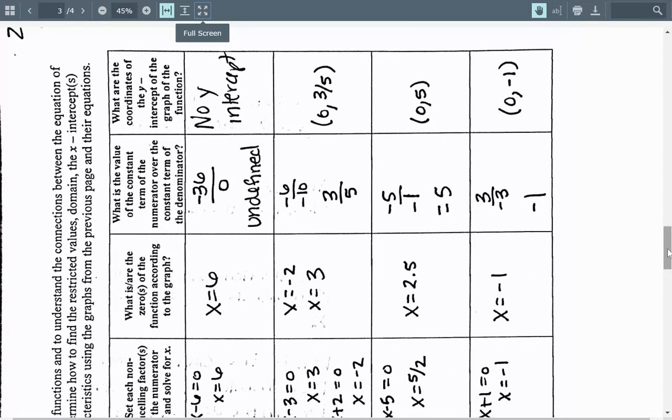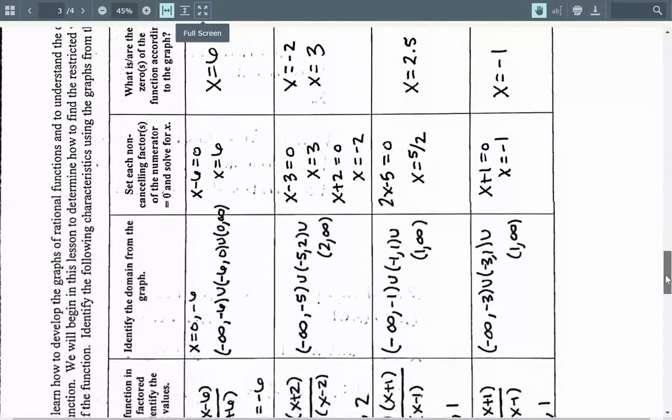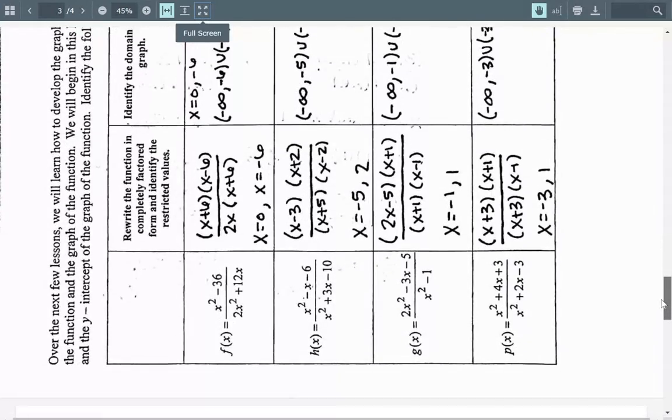Okay, this page is sideways, so that's going to be a little interesting for us. So let's see, what are we supposed to do here?